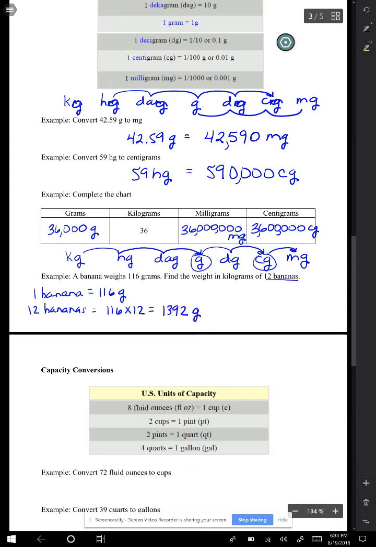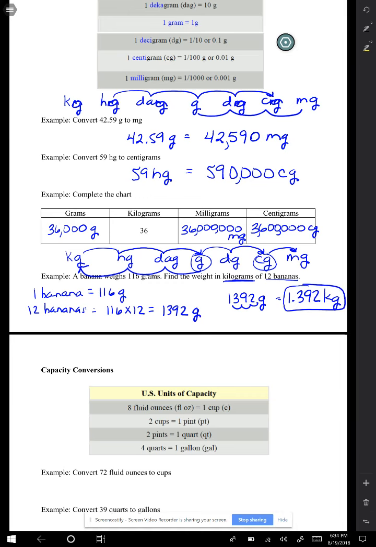Then we want to convert it to kilograms. So I have 1,392 grams. I look at my list. If I'm going from grams to kilograms, I'm going back or left 1, 2, 3 places. So if my decimal's at the end and I go back 3 places, that would give me 1.392 kilograms.